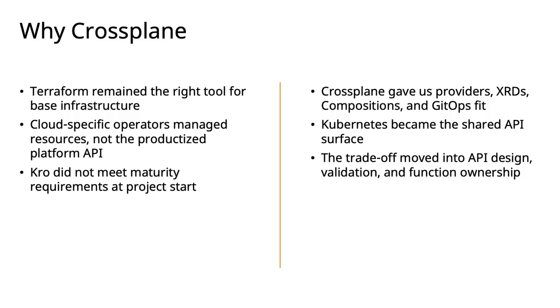And then we chose Crossplane because it gives us custom resource definitions, composite resource definitions, and a GitOps fit, because we wanted to go the GitOps way, yeah? And also we wanted to leverage Kubernetes, so we have the same API interface for the developers, yeah? But the thing is, like always, decisions also come with downsides.